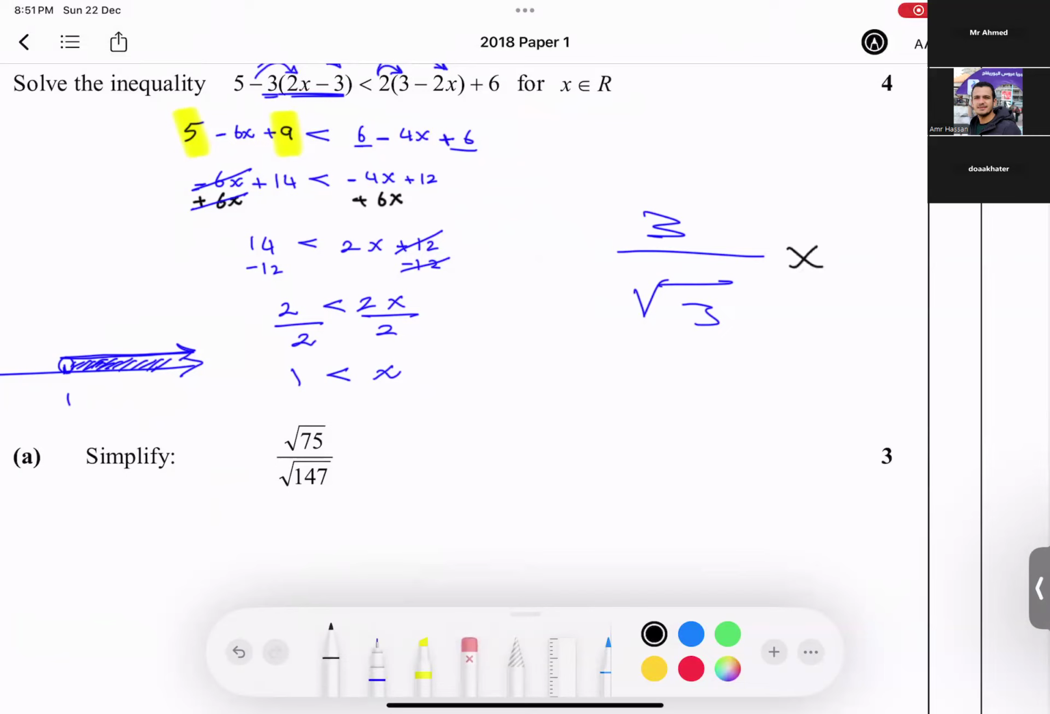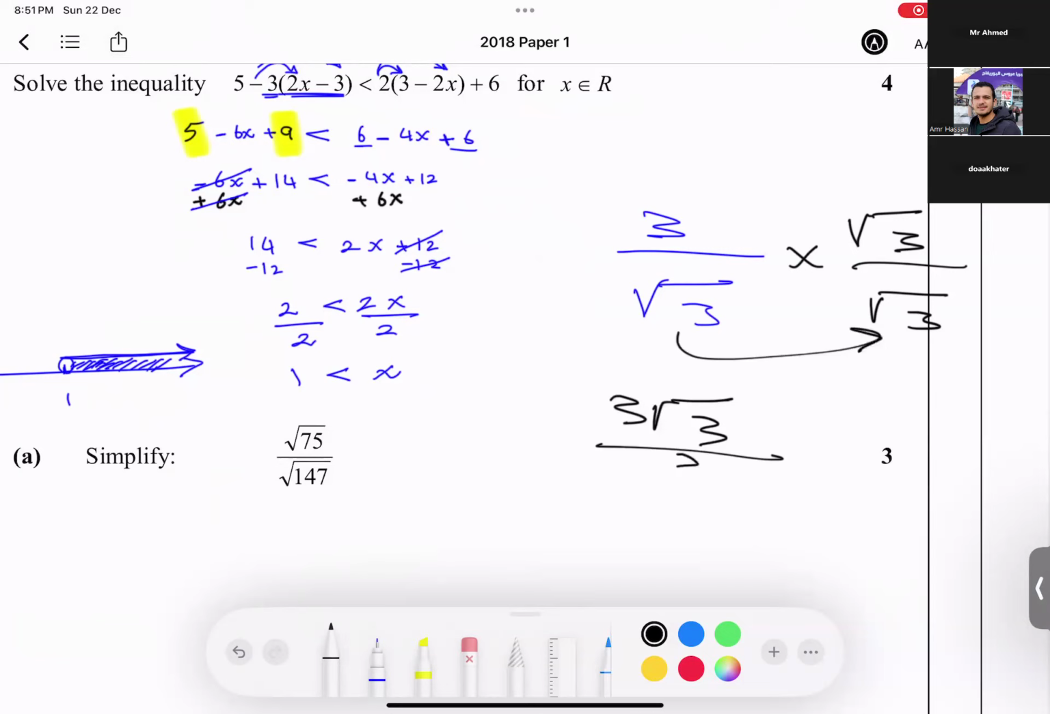So I need to multiply up and down by root 3, right? Yeah. Okay, so the first one looks like 3 root 3. Root 3 times root 3 is going to be 3, right? Did you get it? Yeah. I need to cancel each other out. So you would end up with root 3. Did you get it? Yeah.